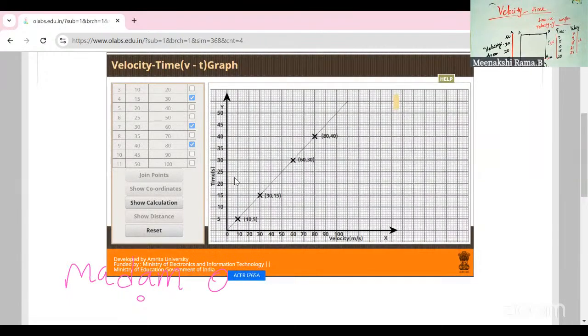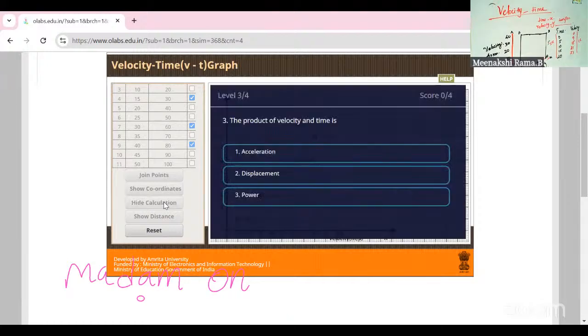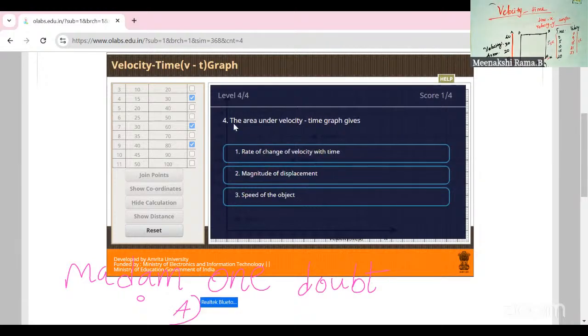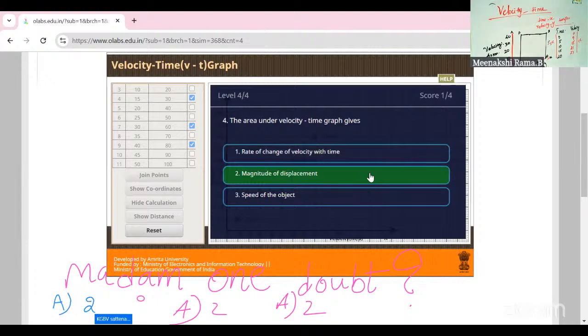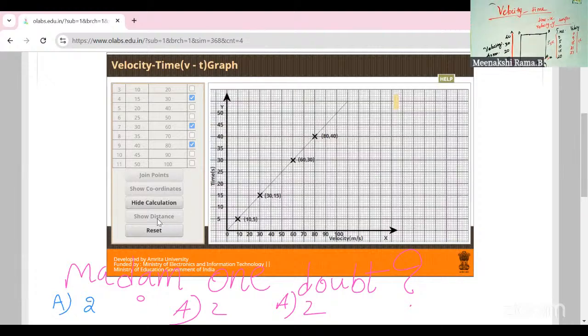Okay, and then the third question. The velocity-time graph gives displacement, and the speed of the object is given by the range of speed on the velocity-time graph. This is magnitude only. Yes, select the wrong answer. Okay.